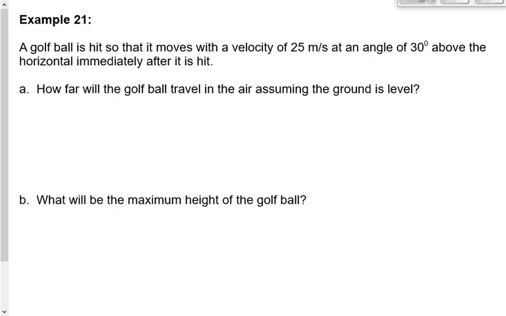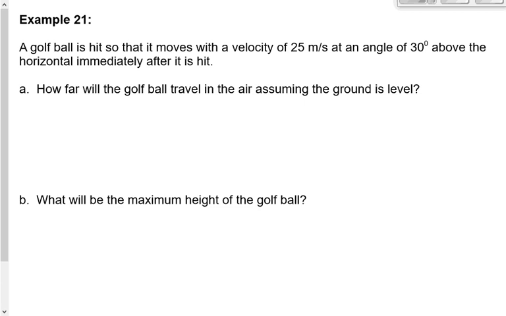The next type of projectile motion question that you can see is like example number 21. This one is in your notes package that I gave you at the beginning of the year. This one says a golf ball is hit so that it moves with a velocity of 25 meters per second at an angle of 30 degrees above the horizontal just after it's hit. We want to know how far the golf ball will travel before it hits the ground. And then what's the maximum height of the golf ball?